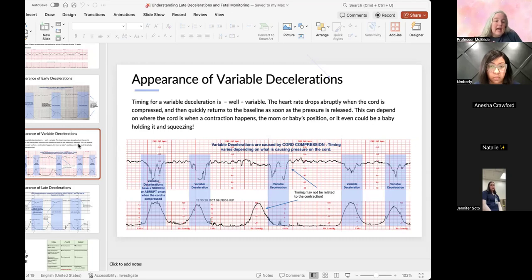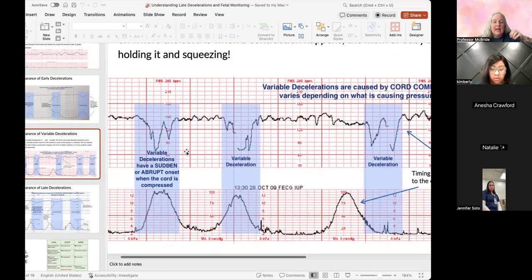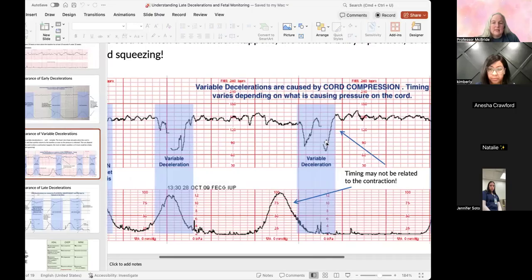And so it's possible that the contraction caused the pressure on the cord. But it's also possible the baby squeezing his cord or he rolled over on it or something like that, and that's what caused it. And with variable decelerations, they have an abrupt onset. They happen quickly. So if you see keywords that say sudden or abrupt, you see how this drops really fast? And then it comes back to the baseline really fast as soon as the pressure relieves off the cord. And so it makes a kind of V shape. And in this one, it looks like it times with the contraction. This one looks like it times with the contraction. This one doesn't.